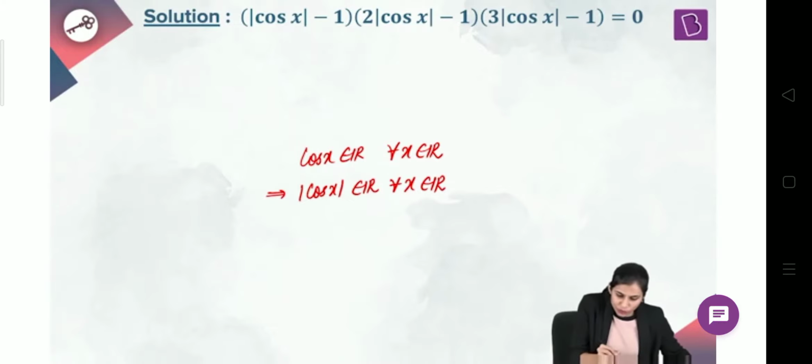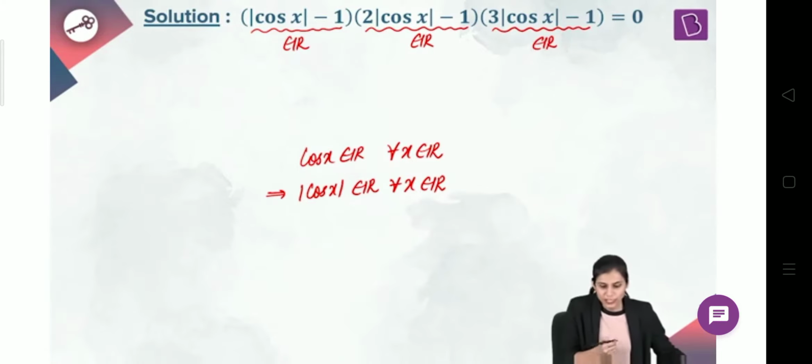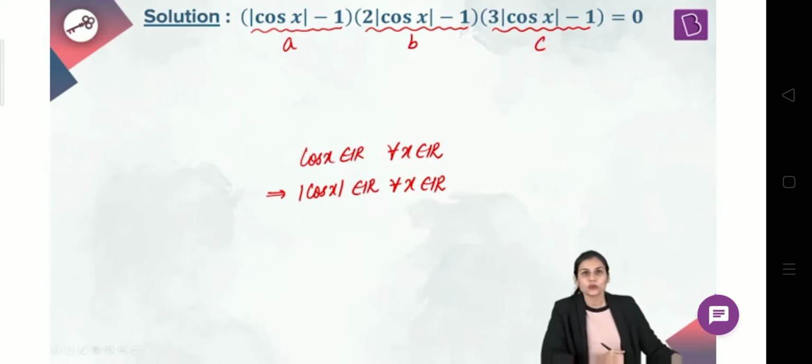Okay, and you know real minus 1 is real. Twice of real minus 1, again real. Thrice of a real quantity minus 1, again real. So actually if you look at the left hand side, it is kind of like a into b into c equal to 0, where a, b, c are three real numbers or three real quantities. Product of three real quantities equal to 0 implies what? At least one of them has to be 0, right?